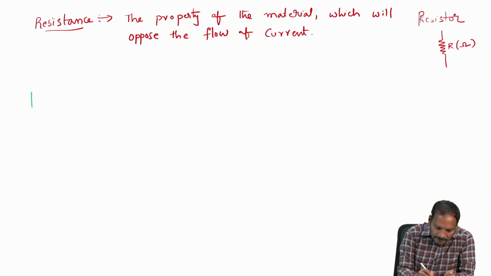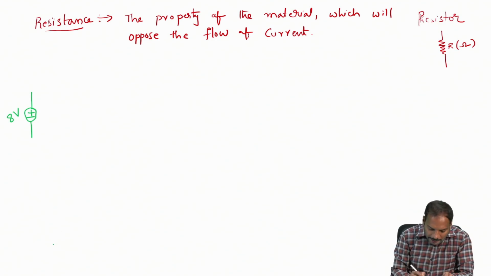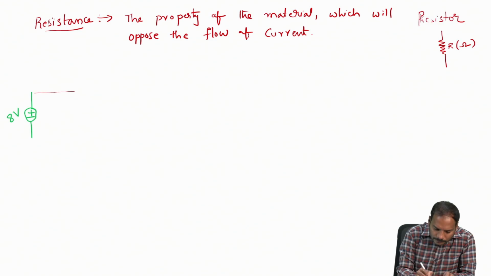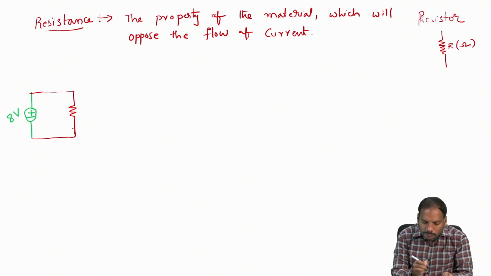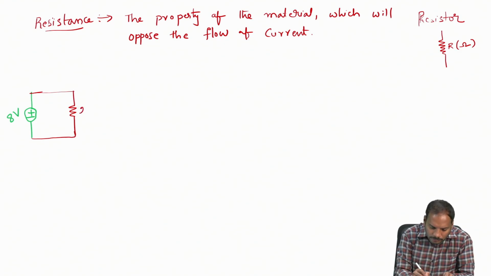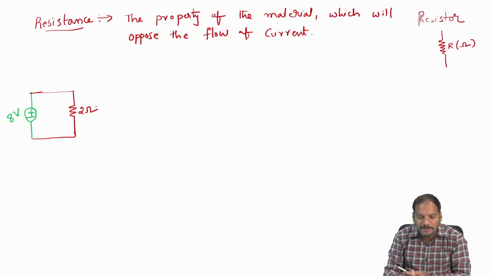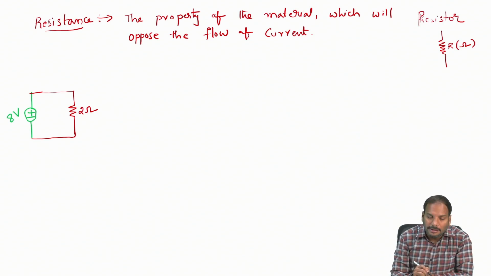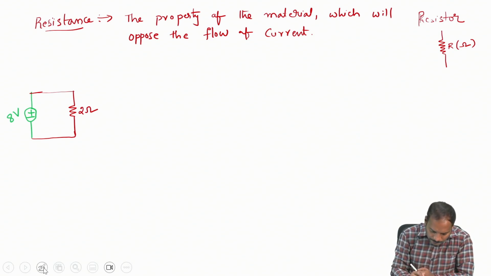So let us consider a battery of 8 volts, and I'll connect a resistor in parallel with this battery, something like this. Let us assume the resistance value is 2 ohms. It is just an example. A small electrical circuit, a simple loop, a one-loop phenomenon. Now I'll calculate the current through the resistor, how much it will be.